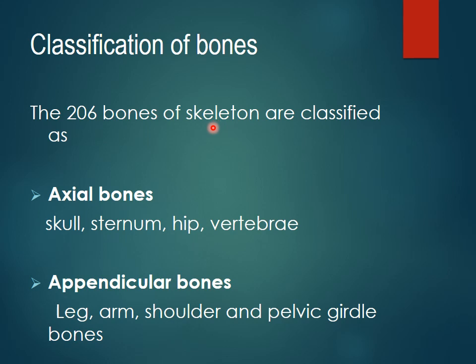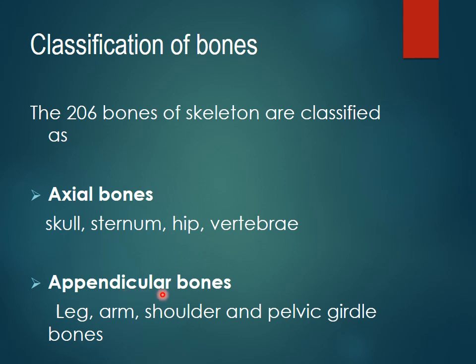First of all, you have seen that the bone is making up the skeletal framework of the human body, and we have already discussed that there are two types of the skeleton: axial skeleton, which is making up the central body skeleton, and the appendicular skeleton, that is the appendages, upper limb and the lower limb. So the total 206 bones in the human body, which is making up its skeletal framework, are classified as the axial bones, which are present along the axial skeleton.